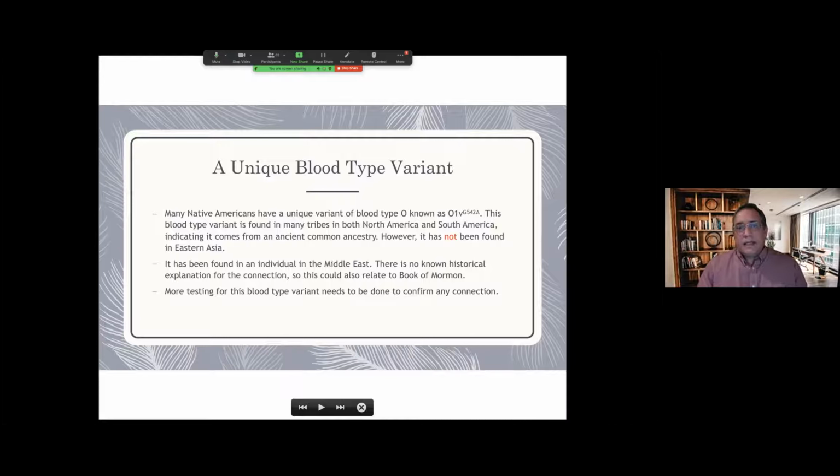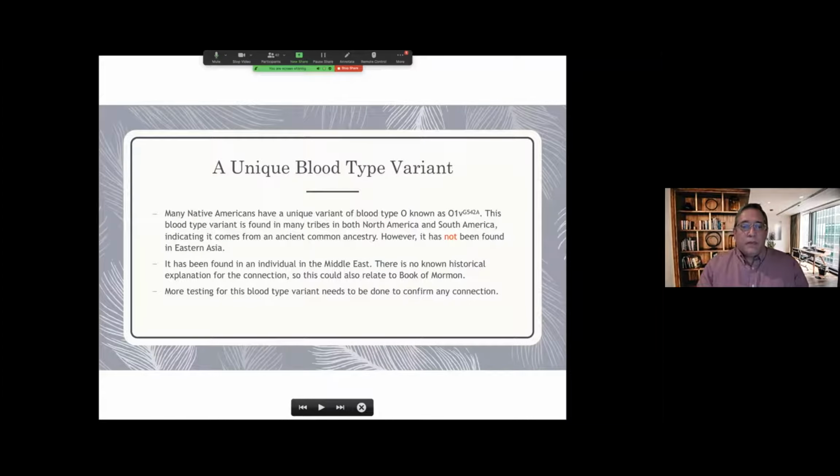And this particular Native American unique blood type variant is found in many tribes in both North America and South America, indicating that it comes from some ancient common ancestry, this blood type variant, but it has not been found in Eastern Asia. It has been found in an individual in the Middle East, and there's no known historical explanation for that connection. So that too could relate to the Book of Mormon.